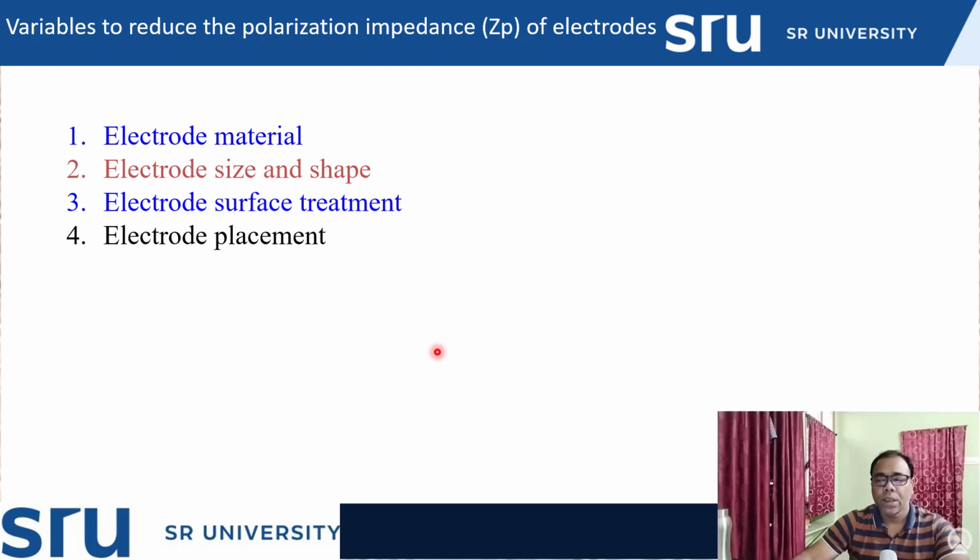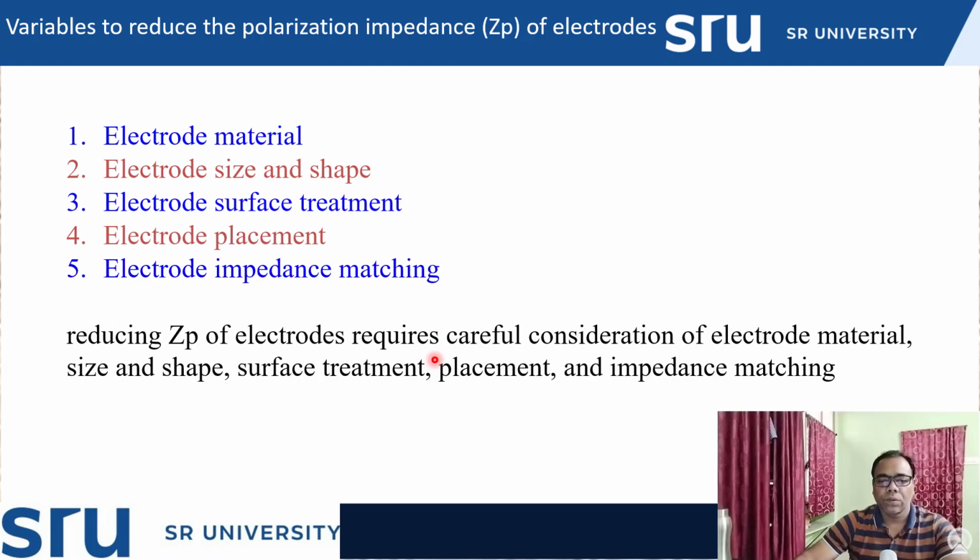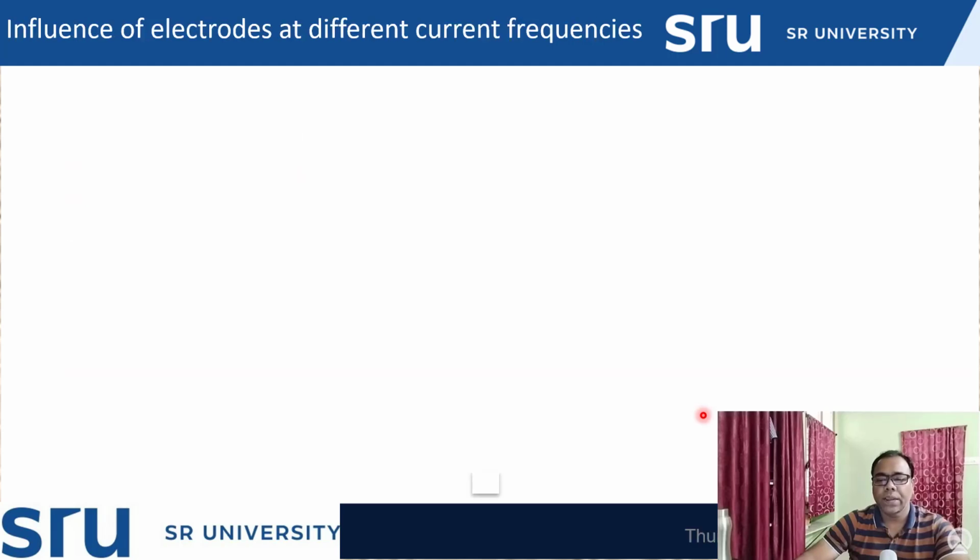That's why getting accurate information is very essential. Then one can check whether the electrode impedance is matching or not. For reducing the impedance of the electrode, we require careful consideration of the electrode materials, shape and size, surface treatment, placement and impedance matching. So these are very important factors.